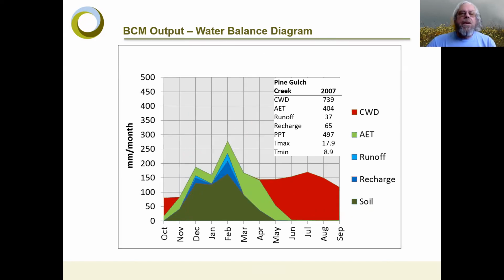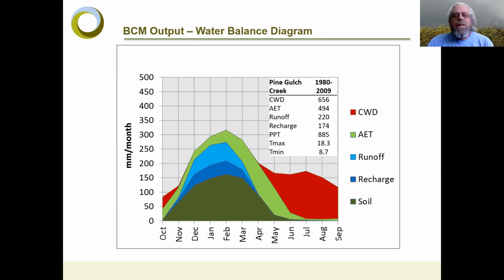We can look at another year, this is 2007, which is a much drier year. And we can see here that we don't see nearly as much recharge and runoff, and that the climatic water deficit goes up to 739 millimeters, i.e. it's a much more stressful year for vegetation. So when I talk about CWD, I'm talking about the integrated area of this red zone during the dry season.